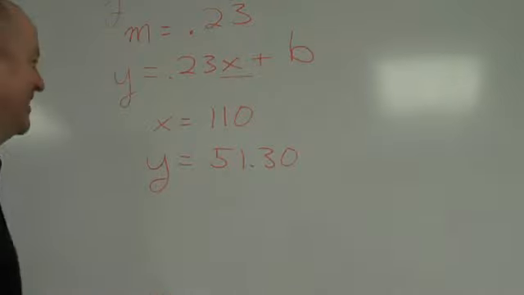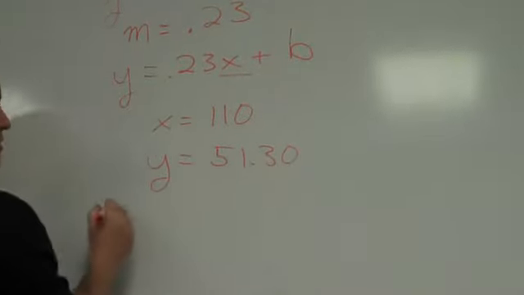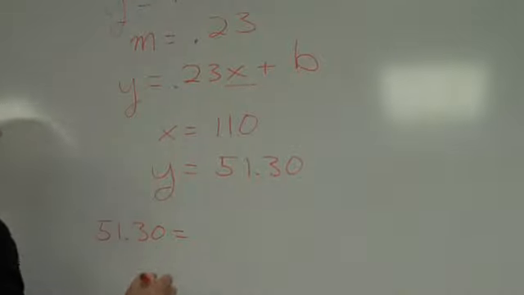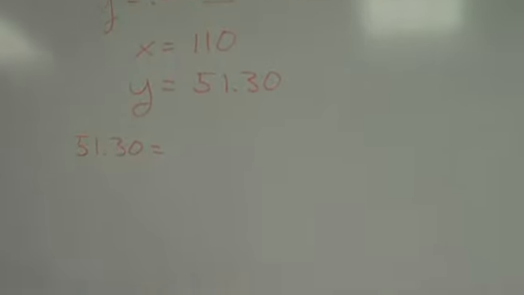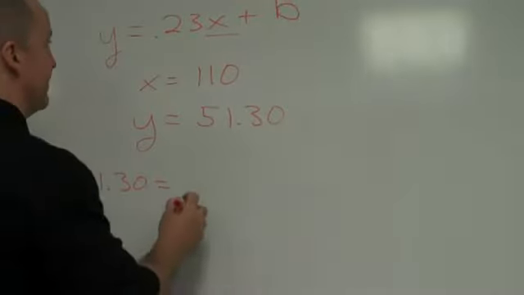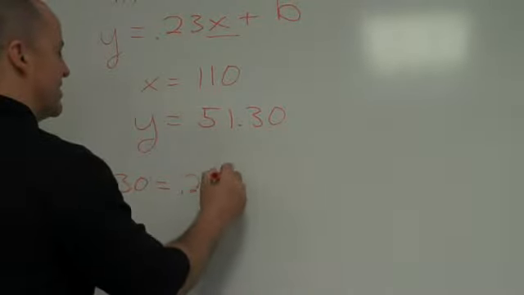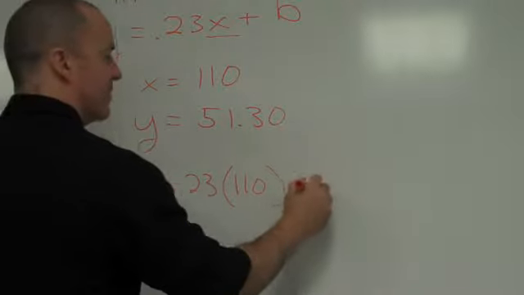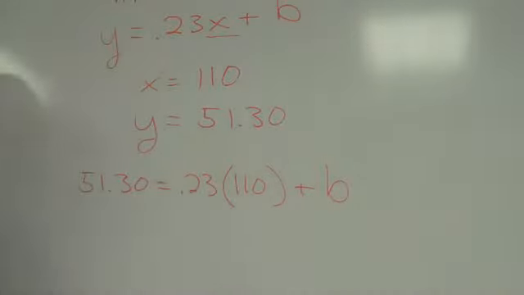Aren't you cool? So I put the 51.30 in for my total. Can't it just be 51.3 instead? Yes, it can. But they give me money, so I'm trying to be consistent. Equals 0.23 times the 110 minutes you spoke. And we're using this information to figure out what the monthly charge is.